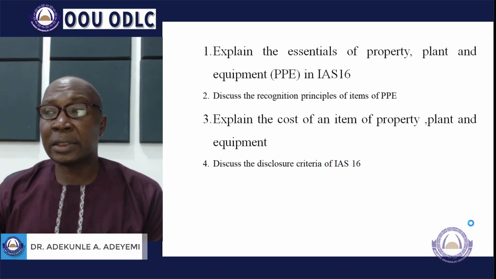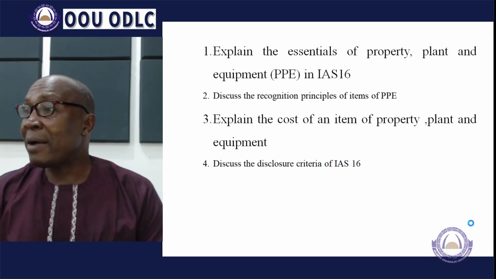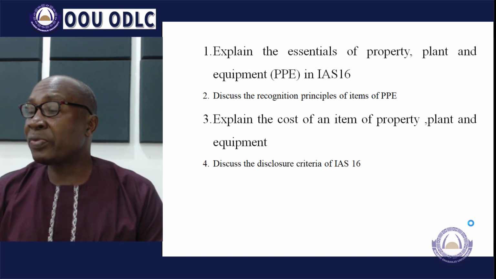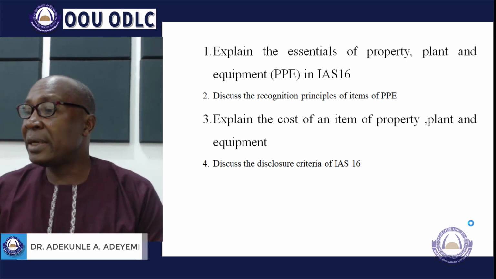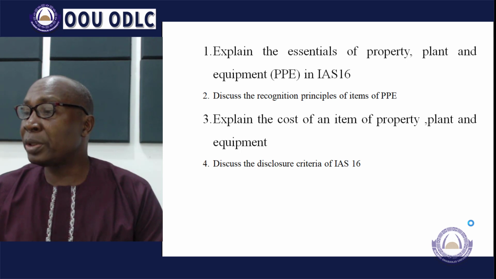In the last class, we discussed accounting and reporting policy. And there we learned about the essentials of accounting policy. We explained the rudiments for selection of accounting policies. We discussed the requirement for changes in accounting estimates. And we defined the term prior period error.